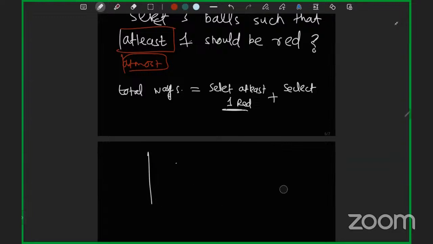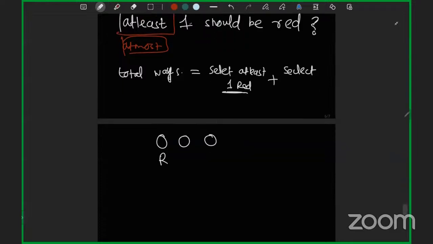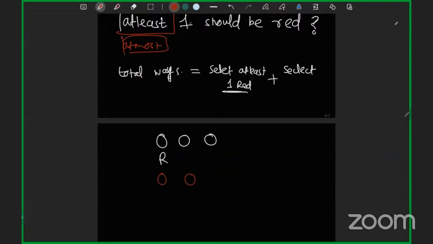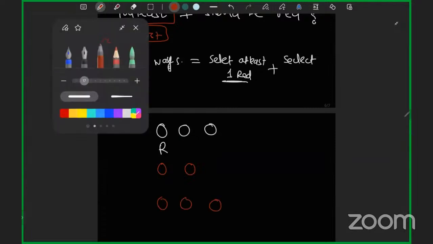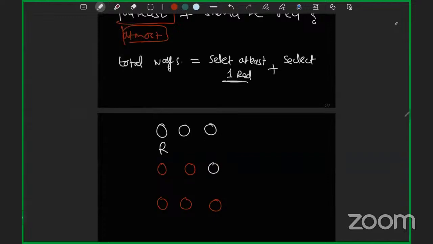So okay, Venn diagram will not work, but in three balls, at least one red should be there, right? Or the other case is there are two reds, okay, two reds in this, or at least one means all the three are red, right? So all these possibilities are there, right?